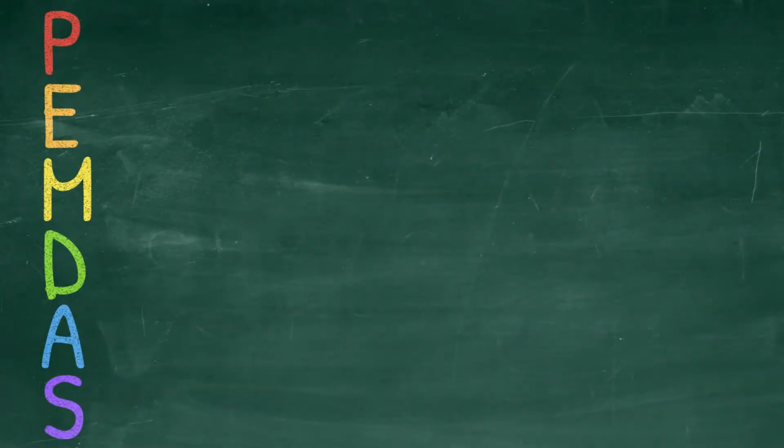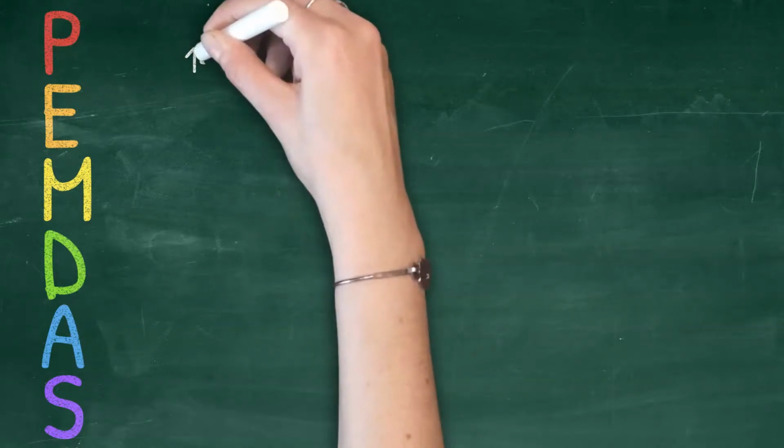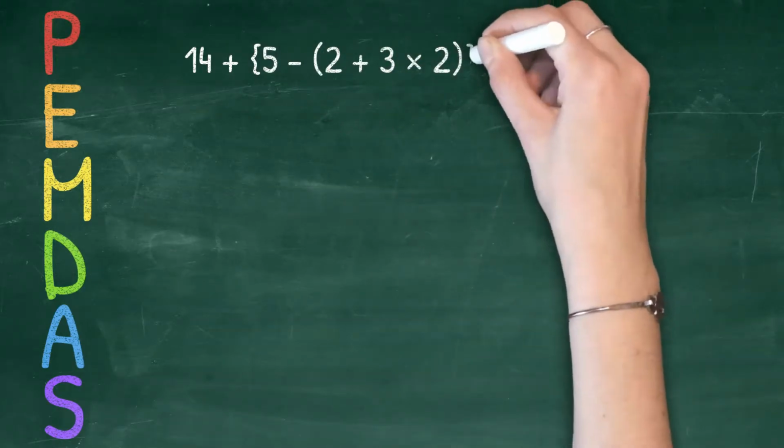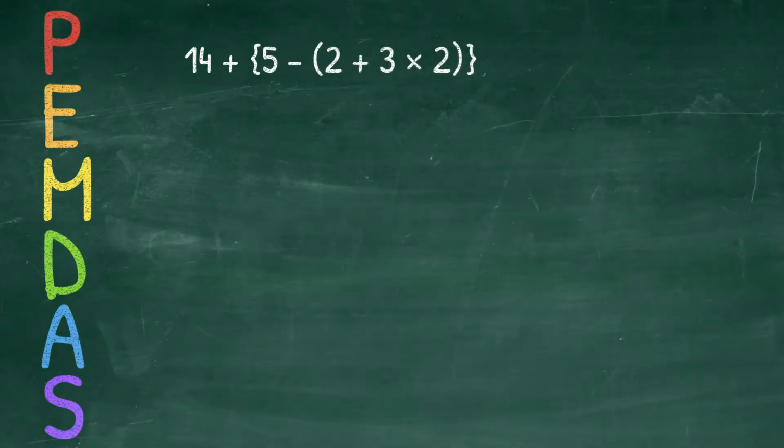Let's put a more complex expression up on the board so we can see this in action. 14 plus 5 minus 2 plus 3 times 2. There's a lot going on there, but don't worry, it won't look so scary in a minute. According to PEMDAS, we need to look at parentheses and other grouping symbols, such as brackets, braces, and radical signs first. In this case, we have two sets of grouping symbols, so what do?